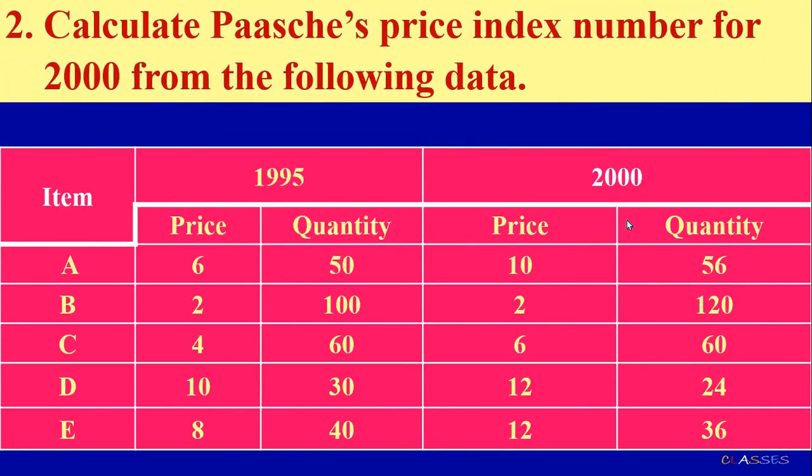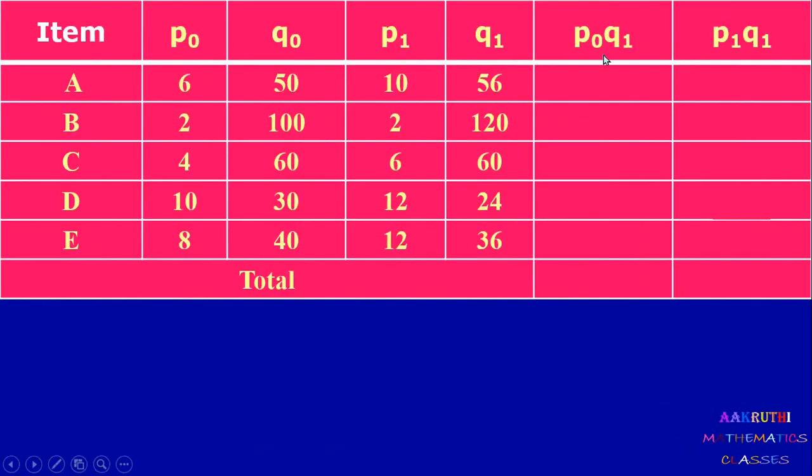The next problem. Calculate Paasche's price index number for the year 2000 from the following data. Here 1995 is the base year, 2000 is the current year. We take base year price as P0, base year quantities as Q0, current year price as P1 and current year quantities as Q1. In Paasche's price index number, we are using only current year quantity. So we form a table like this, that is, we have to calculate P0Q1 and P1Q1.